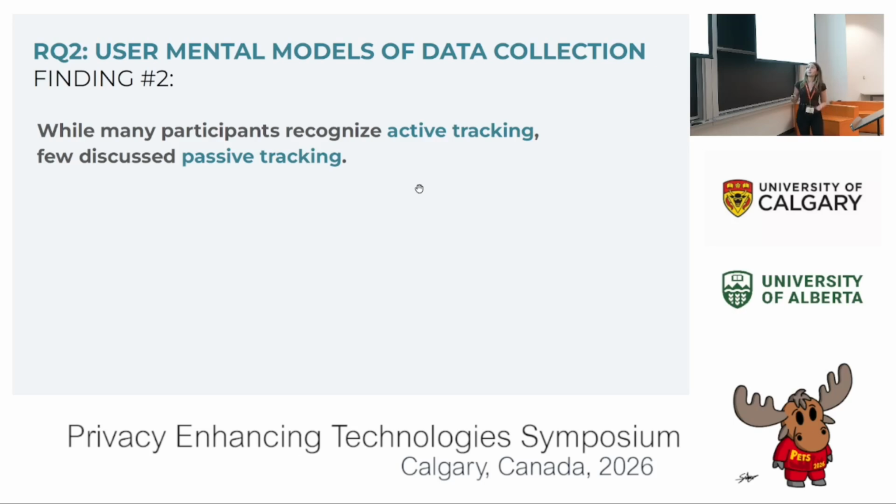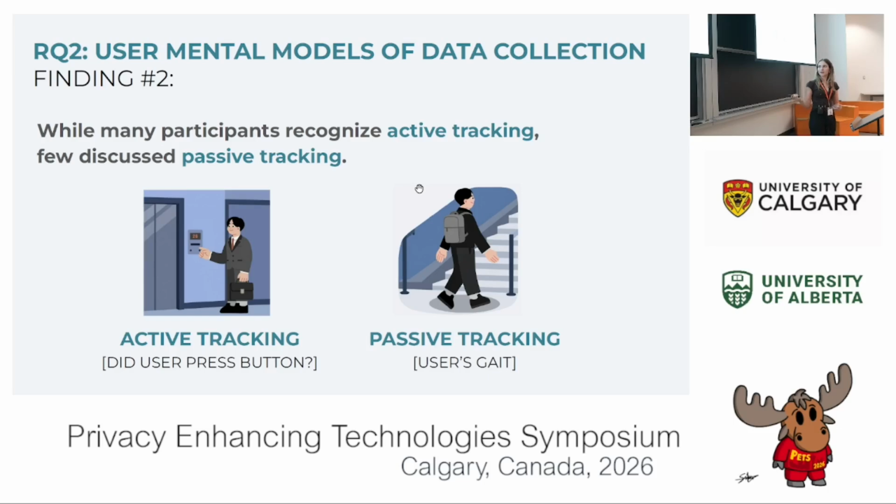Second, we see that while many participants recognized active tracking, few discussed passive tracking. What we mean by active tracking are actions that directly reflect something that takes part in the game. For example, if anyone knows Beat Saber, you might slash a block, and that's an active tracking moment. Whereas a passive tracking moment is more when a user's gait is being tracked, for example, or when they're walking around a room, a motion that isn't directly related to an action in the game. We see that users very rarely noted any instances of passive tracking.